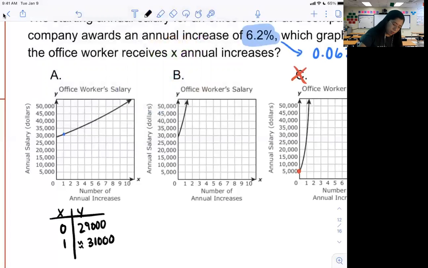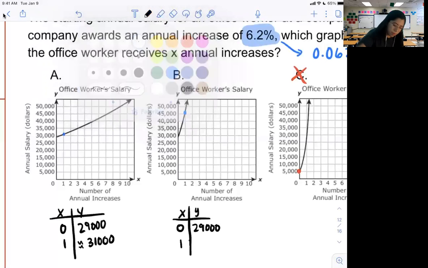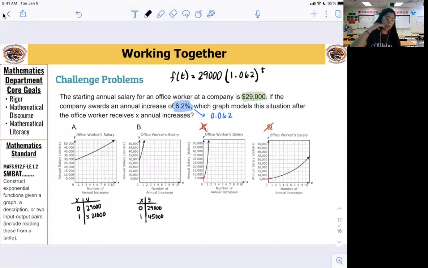Okay, in B, we know it starts at 29,000. Where is it after 1 year? About 45,000, right? It's maybe a little bit more, but that's a good estimate, 45,000. Okay, so that's what the graphs tell us.